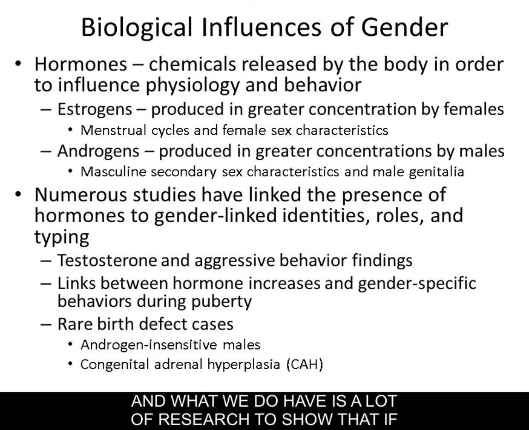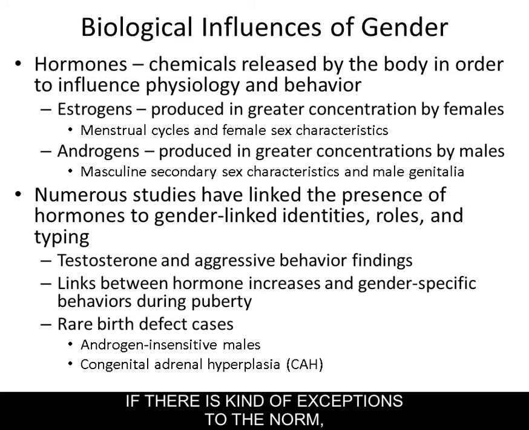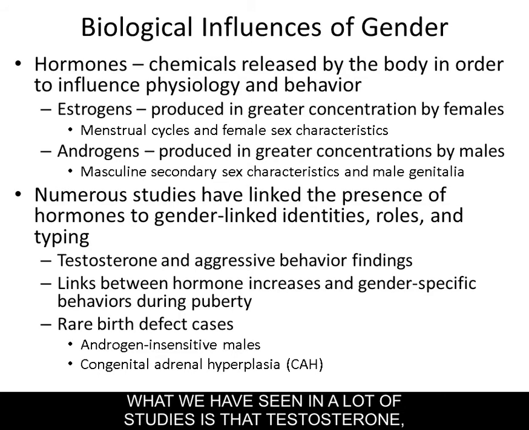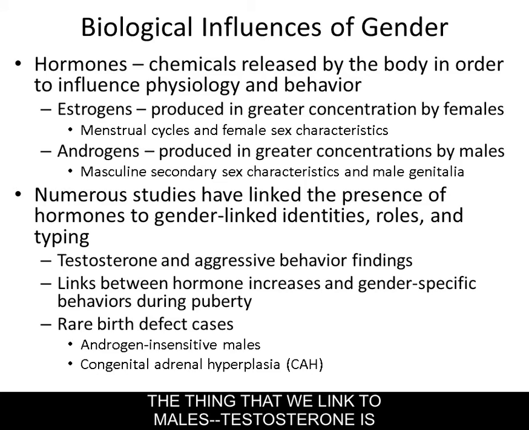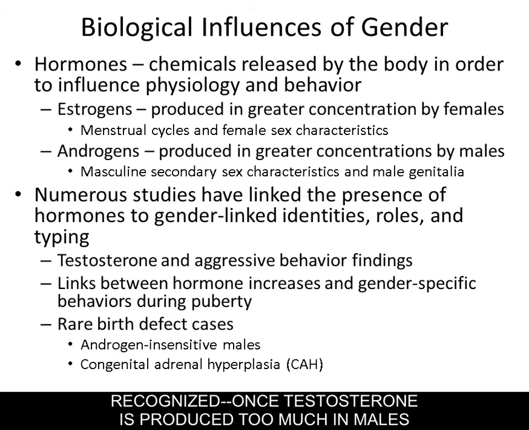And what we do have is a lot of research to show that if these hormones aren't produced in the correct way, if there are exceptions to the norm, you can see some very pronounced deviations in gender roles. What we've seen in a lot of studies is that testosterone, the thing that we link to males, is a type of androgen, the one that's most commonly recognized.